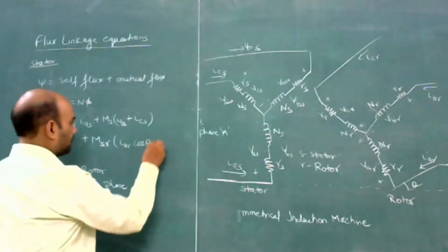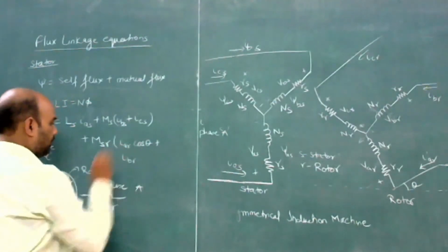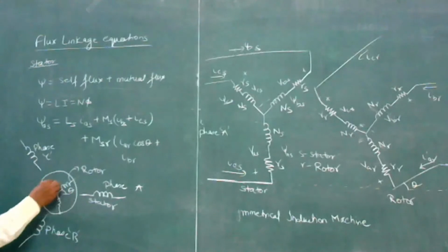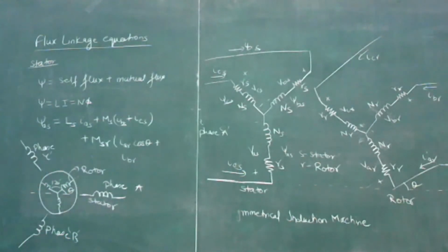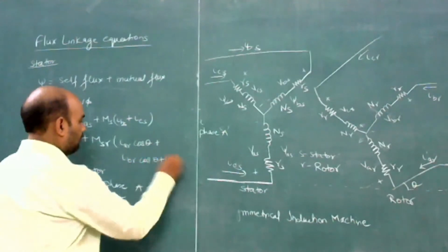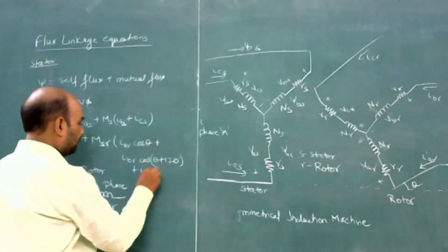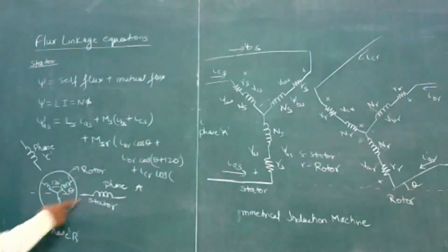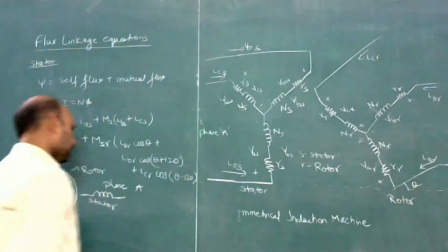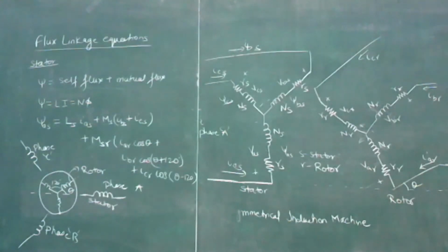Plus IBR. So this will be theta plus 120 degrees, so this will be cos of theta plus 120. Plus ICR will be cos of theta minus 120 degrees, as this angle will be theta minus 120 degrees. So this is the equation of flux linkage of stator winding.